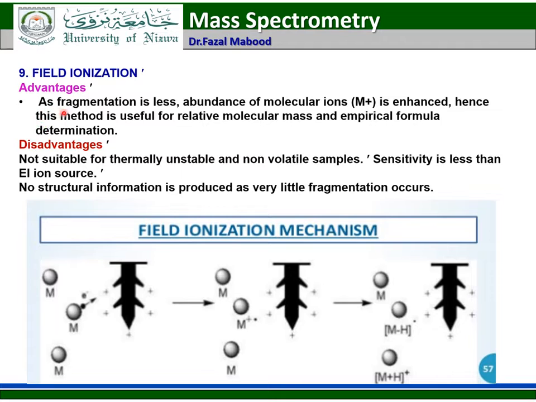Advantages: as fragmentation is less, the abundance of molecular ions is enhanced, and hence this method is useful for relative molecular mass and empirical formula determination. Disadvantages: not suitable for thermally unstable and non-volatile samples. Sensitivity is less than the ion source. No structure information is produced as very little fragmentation occurs.